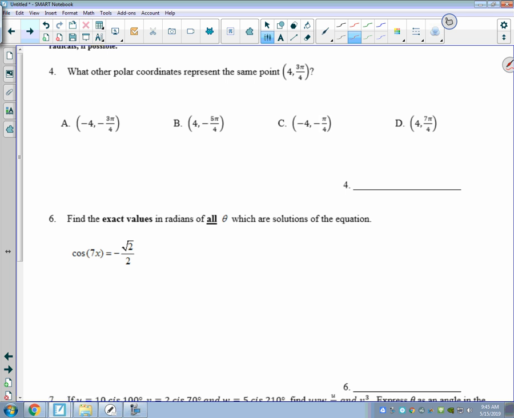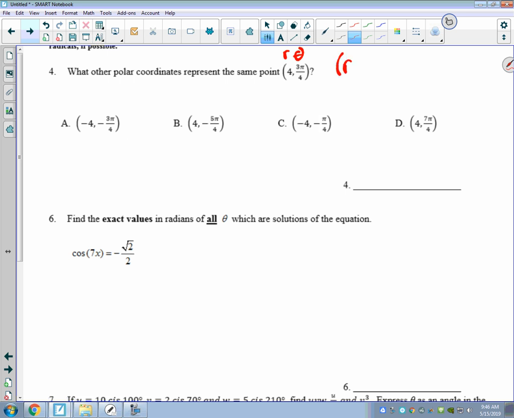Polar coordinates. Remember that polar coordinates are r, theta, where you can graph. You have those circles that you're graphing. We had a question just like this on our test. Two things, okay? One, there could be more than one answer to this.